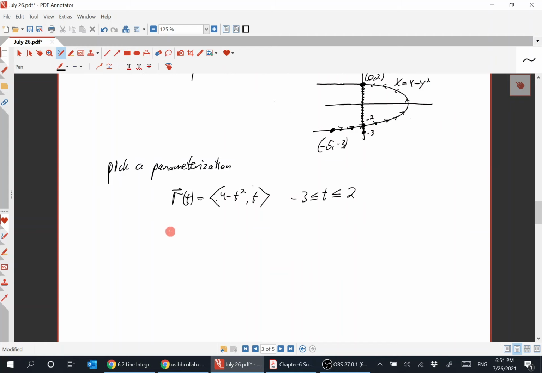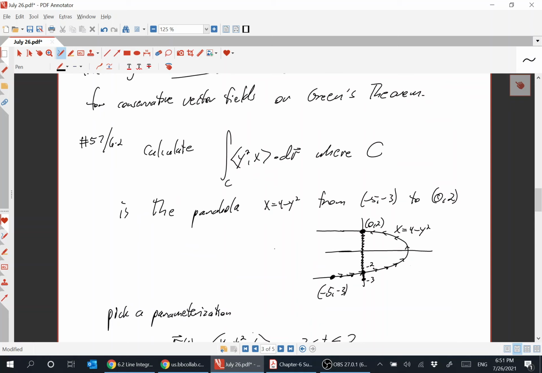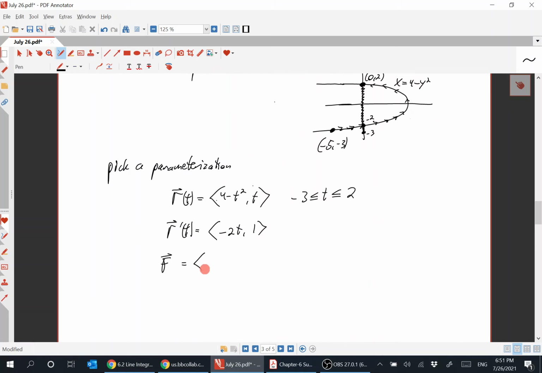Again, you're going to need the derivative, not the length this time, but just the derivative. So r prime is minus 2t comma 1. And then you have your vector field, which is y squared comma x. So f of r of t, you need the vector field along the curve. y squared is t squared, comma x is 4 minus t squared.